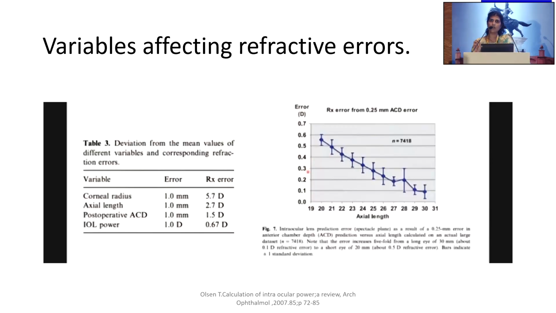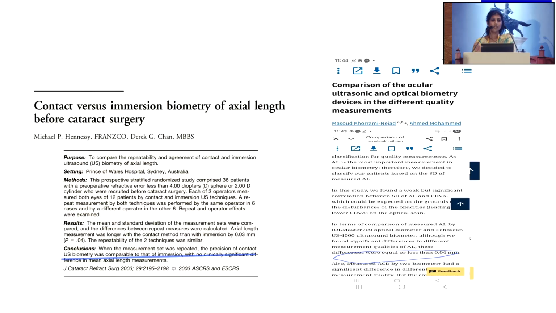And this is what is very important when we do any biometry: to take care that we get the proper axial length and corneal radius without getting any corneal compression. These are a few studies. This is the contact versus immersion biometry study, where there is no significant difference in the axial length measured by either of the devices or techniques. There is also an ocular ultrasound using the contact A-scan method compared with optical biometry. Here also the difference in the axial length was very small.